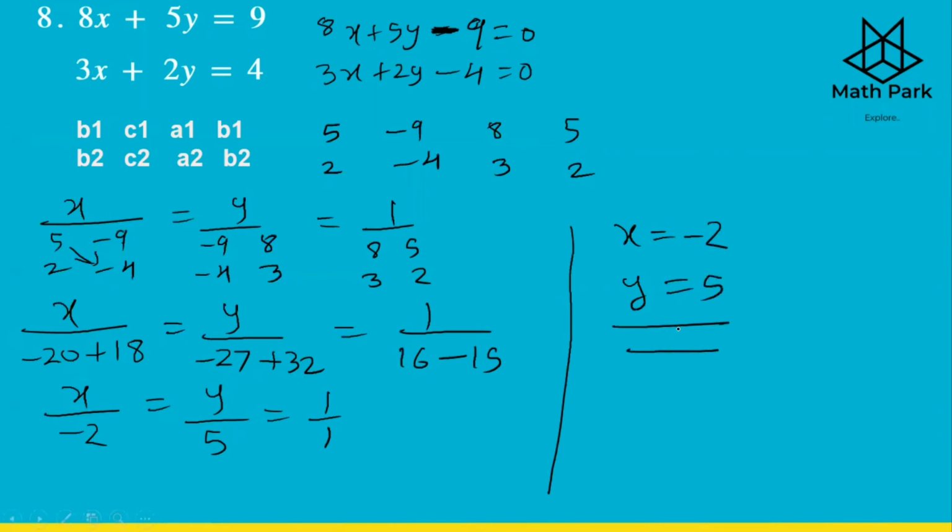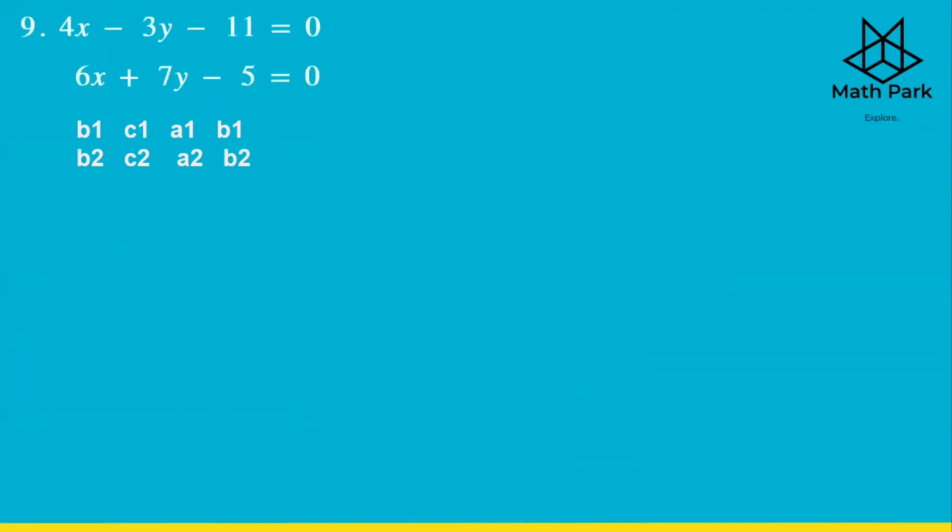Let's move on to question number 9. It's already given in the form of ax plus by plus c is equal to 0. So let's compare and write the coefficients. Your b1, b2 is minus 3, 7. c1, c2 is minus 11, minus 5. a1, a2 is 4, 6. And again, b1, b2 is minus 3, 7.